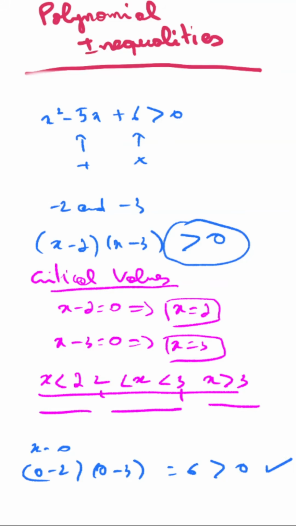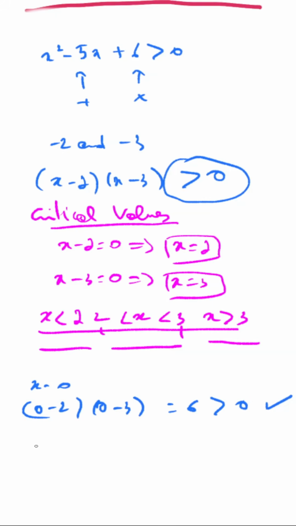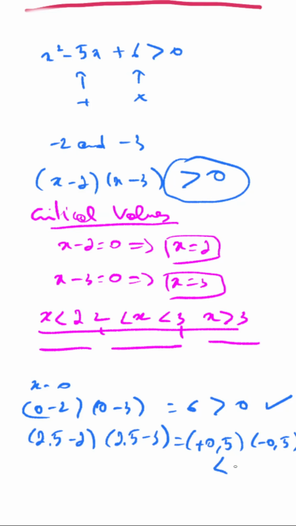Next, we test it out between 2 and 3. Okay, so between 2 and 3, we can take the number 2.5. So (2.5 minus 2) times (2.5 minus 3). Doing that will give me 0.5 times minus 0.5, which will give me something negative. That's why the second one is not. So we have this out of the case.